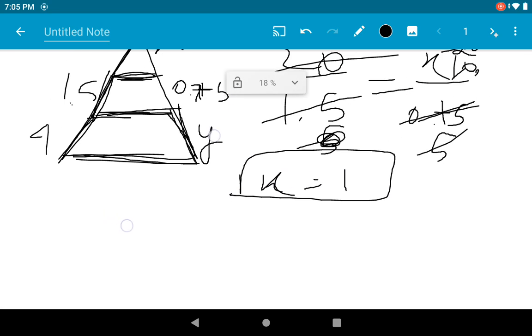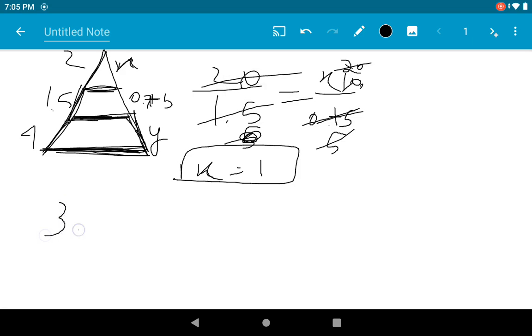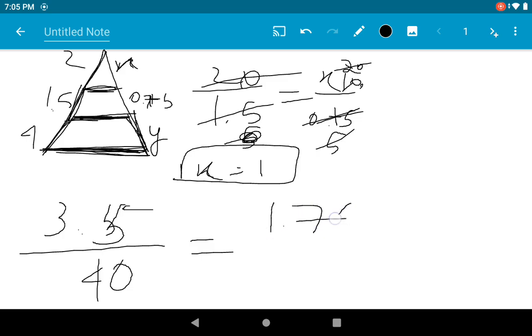Now we can again apply BPT for this and this. Right? So 3.5 over 4, which is 35 by 40, equals what? Equals 1.75 by y, right?